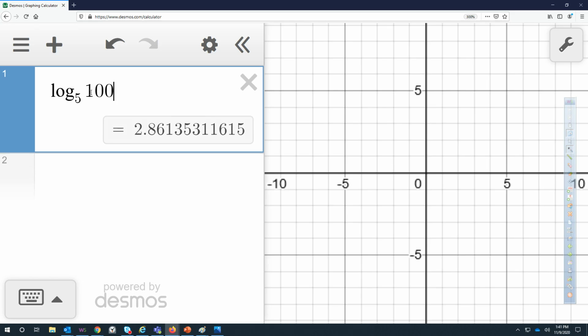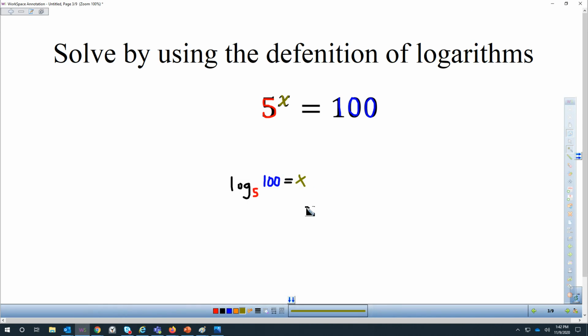So log base 5 of 100 is 2.861353111615 and keeps going forever. That's going to happen a lot of times. You're going to get decimals that just go forever, so we can just round this. We'll say it's about 2.861. So x is equal to 2.861. Now, if you wanted an exact answer, you could just leave it like this or write some equivalent form rather than having to round a decimal.